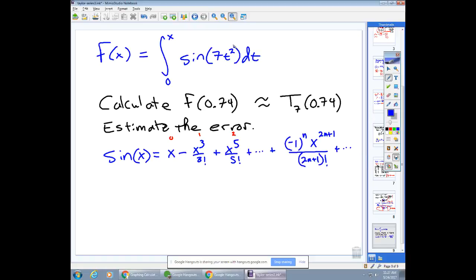And so the next thing we need to do is a substitution in there. We're going to replace x with 7t squared and see what happens. So now we're going to make a new series for the sine of 7t squared. Oh, I forgot to mention an important fact here. We are centering this at 0.